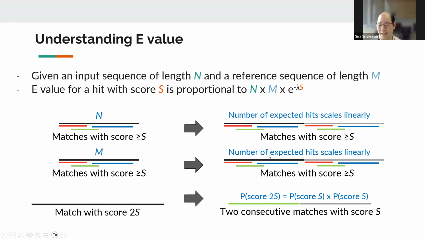So these 3 situations can illustrate why the e-value for the sequence alignment has to be this form: the length of the input times the length of the database times the exponential of the alignment score that we get from the dynamic programming. So this is how they developed the e-value that we use in BLAST. Okay.